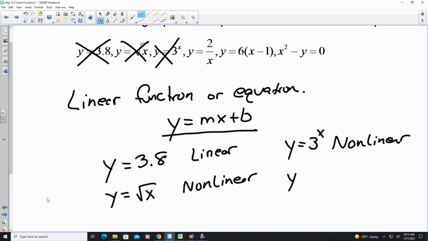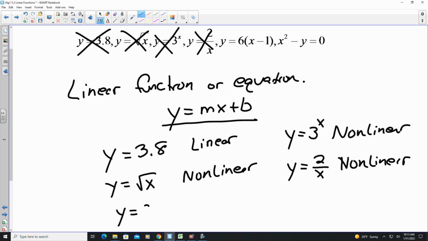The next one is y is equal to 2 over x. X in this particular instance is in the denominator. Because it's in the denominator, that is an example of something that would not make a line, and that is non-linear.